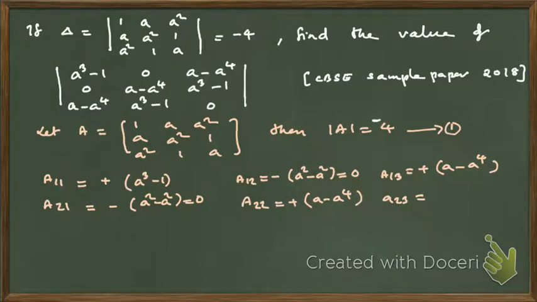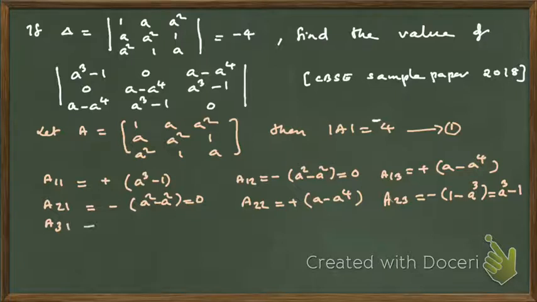And A23 will now be minus of, because the previous was plus, now it has to be minus. Minus of this: delete the row and the column the element belongs to, and cross multiply the 4 elements, which are 1, a square, 1. Cross multiply 1 into 1 is 1, minus a square into a is a cubed, and I took the minus sign inside, so it became a cubed minus 1.